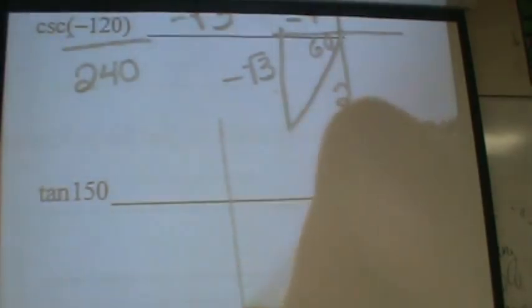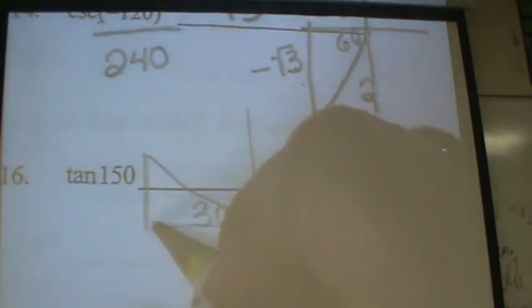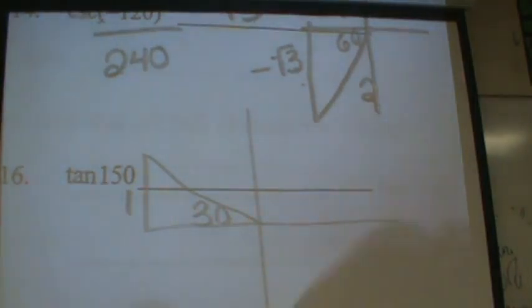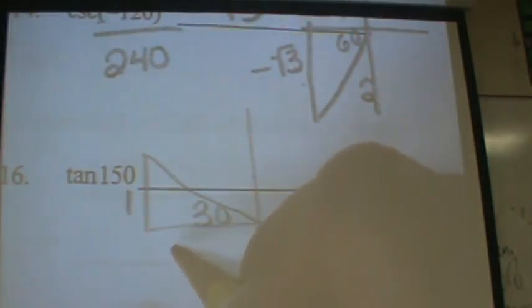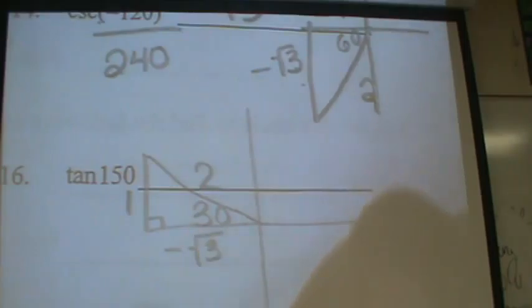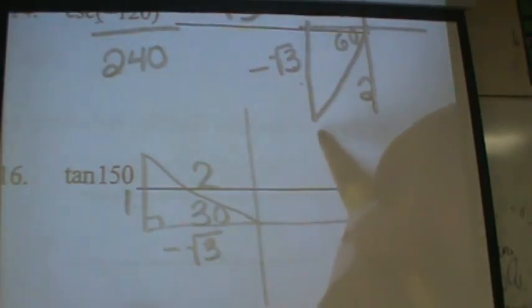Where's 150? 150. What angle are you making right here? 30. Name these sides. What's this side going to be? 1. Is it a positive or a negative 1? What's this side going to be? Square root of 3. You double the hypotenuse. You guys gotta memorize these. So tangent is opposite over adjacent. So it's negative 1 over root 3.